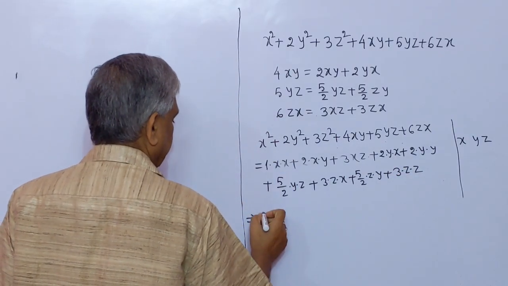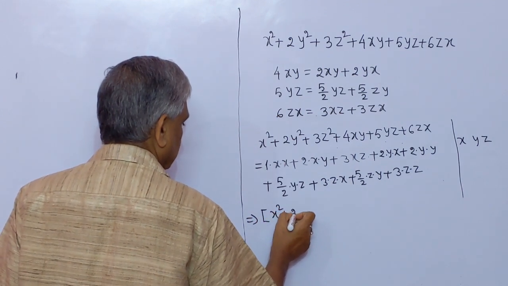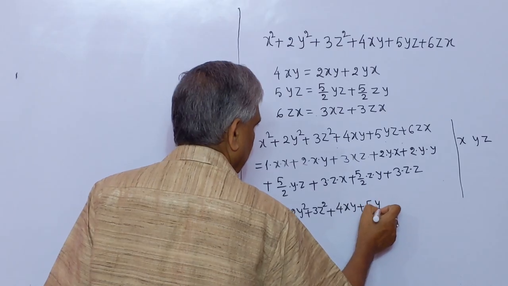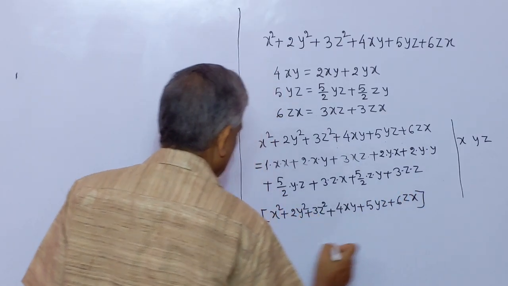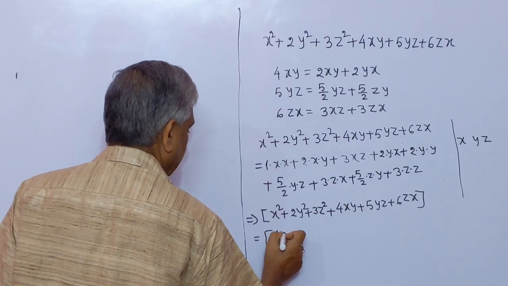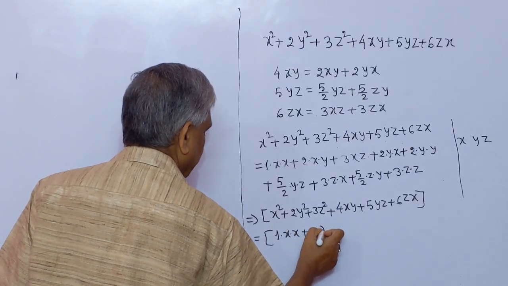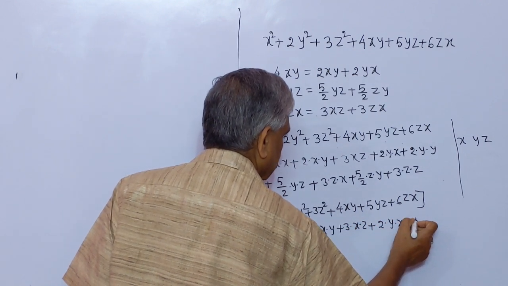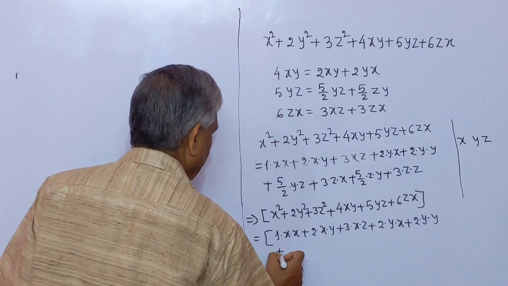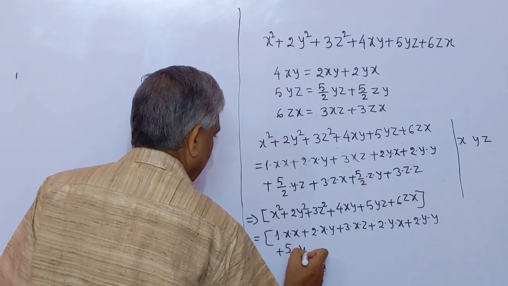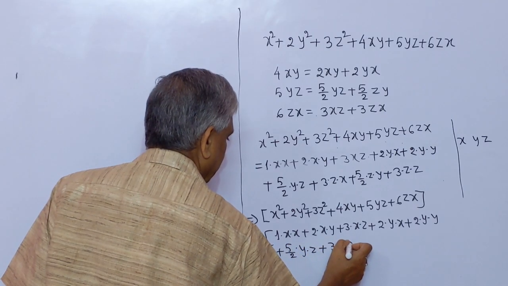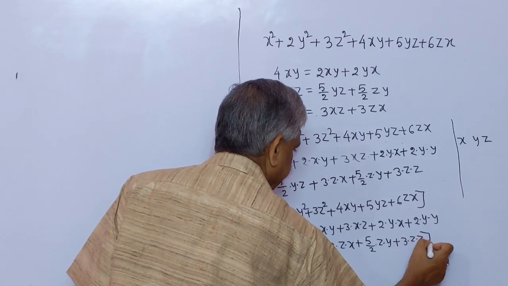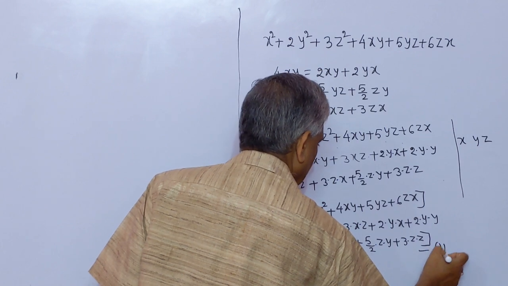which implies that we take this in matrix form, single element: x square plus 2y square plus 3z square plus 4xy plus 5yz plus 6zx equal to 1 multiply x multiply x plus 2 multiply x multiply y plus 3 multiply x multiply z plus 2 multiply y multiply x plus 2 multiply y multiply y plus 5 by 2 multiply y multiply z plus 3 multiply z multiply x plus 5 by 2 multiply z multiply y plus 3 multiply z multiply z. Let this be number 1.